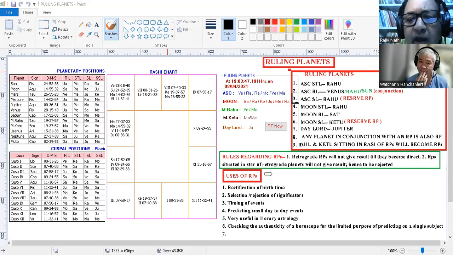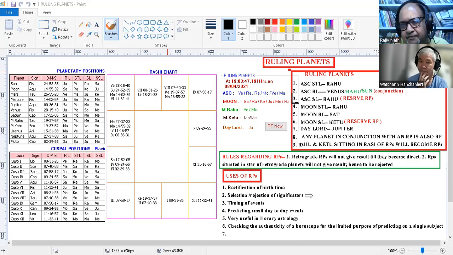Now, uses of RPs. Number one, birth. When do we use ruling planets? Rectification of birth time, BTR. When we study that, then we'll see how we use ruling planets. Selection or rejection of significators.